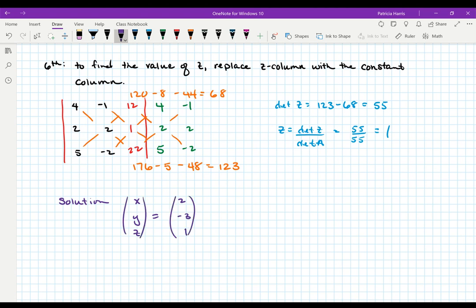Now, you might argue that, Mrs. Harris, I can just pop this into a calculator, it'd be much simpler, but Cramer's rule is kind of good to know because it gives you a value for the determinant.